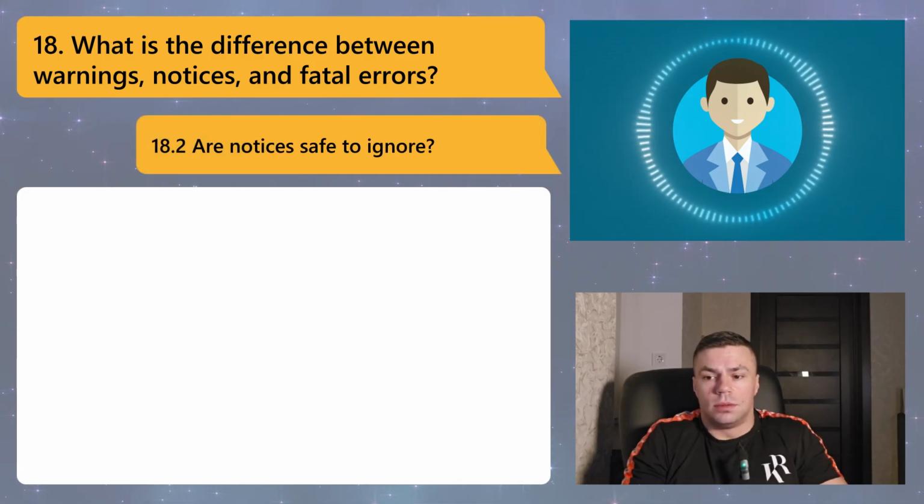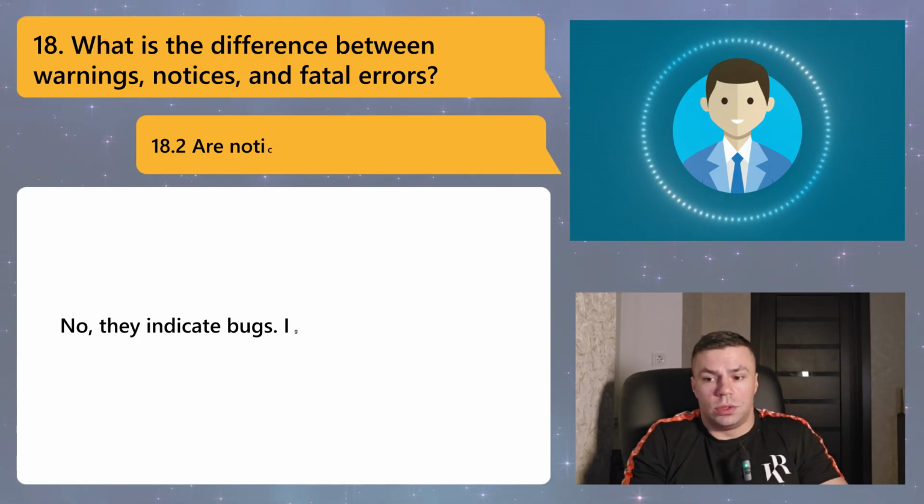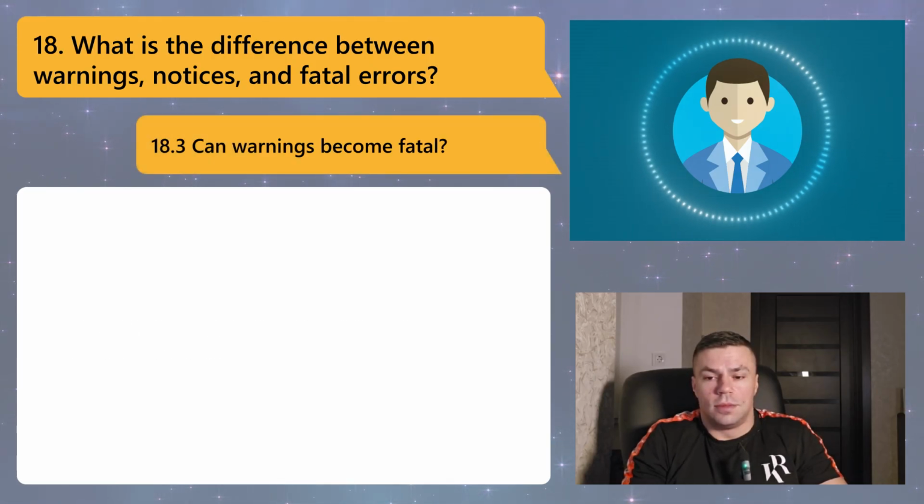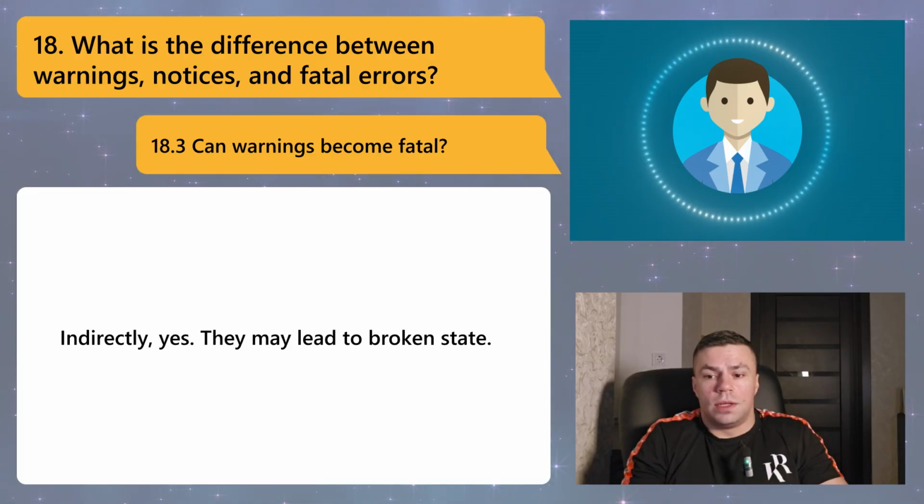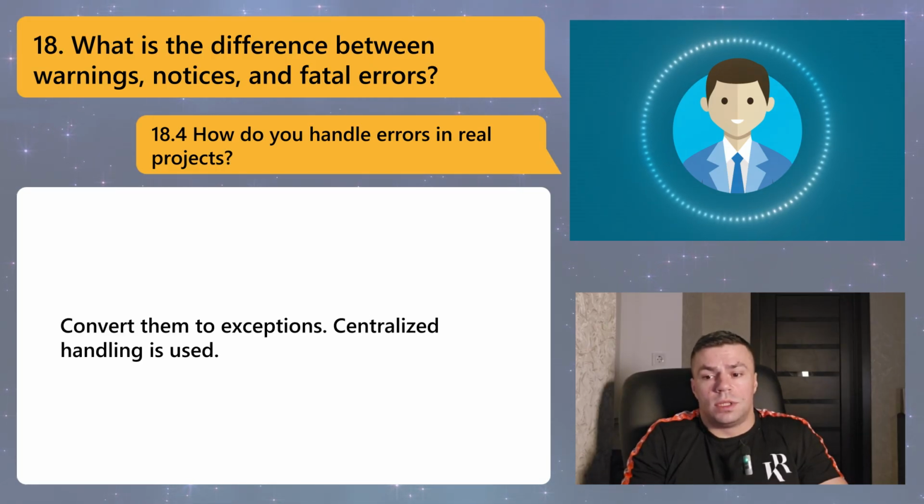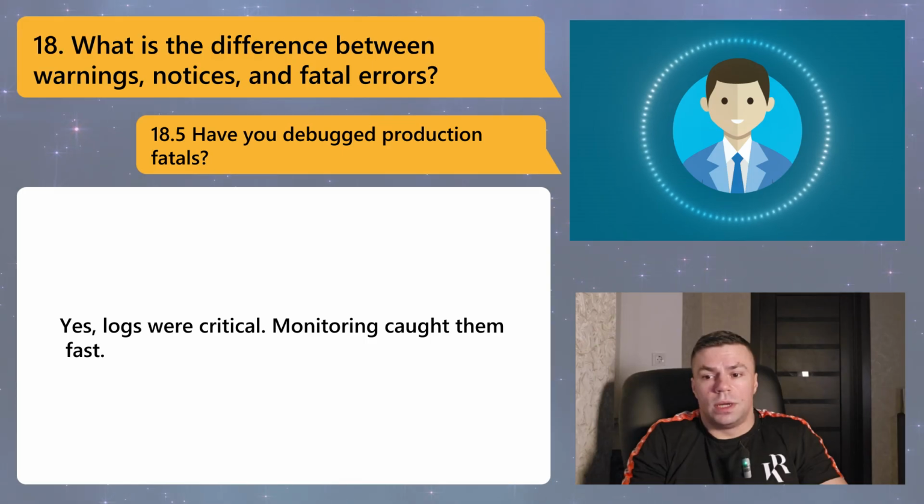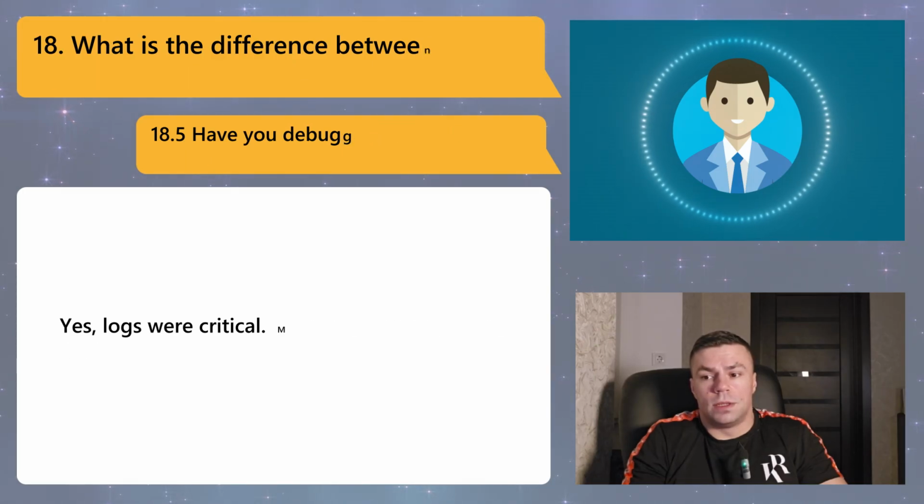Are notices safe to ignore? No, they indicate bugs. Ignoring them accumulates issues. Can warnings become fatal? Indirectly, yes, they may lead to a broken state. How do you handle errors in real projects? Convert them to exceptions. Centralized handling is used. Have you debugged production fatals? Yes, logs were critical. Monitoring caught them fast.